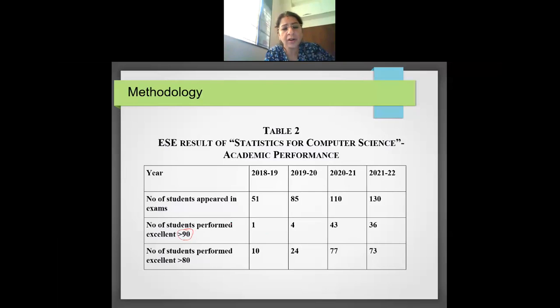How many students got greater than 90? So these were the data for all 4 years. Greater than 80, these were the data for all 4 years. So we have this data, and now we wanted to analyze whether there is an improvement because of the case study in ESC results also, apart from that CO.